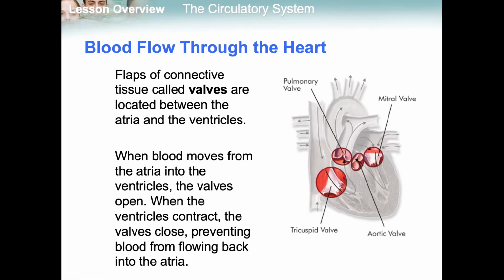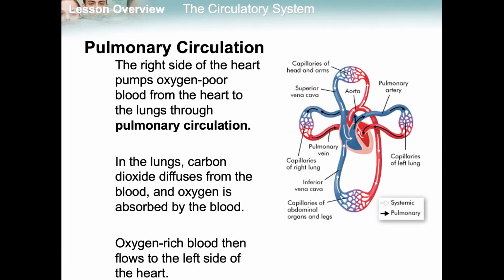So there's these different valves that are in between the atrium and the ventricles, and this prevents blood from going backwards. So whenever it contracts, it opens up and the blood flows through, and then once the contraction stops, it's going to close right back up to prevent regurgitation, which means that it's preventing blood from going backwards, which isn't good. So here, the right side of the heart is going to pump oxygen poor blood from the heart to the lungs through pulmonary circulation.